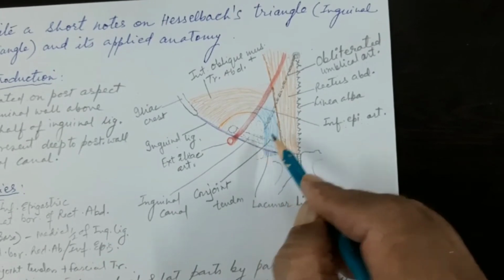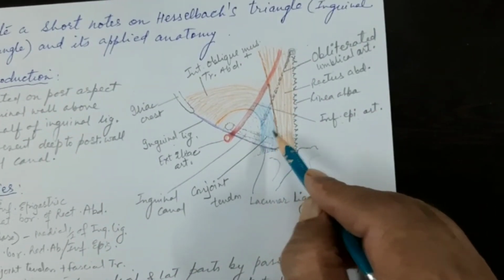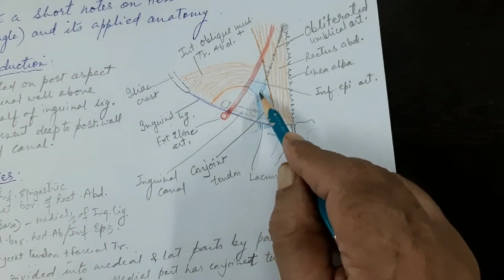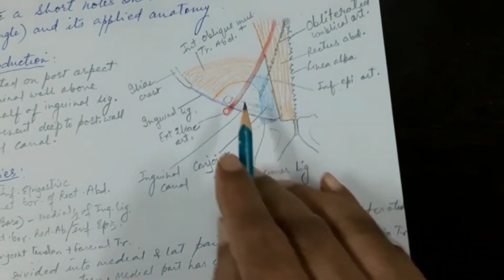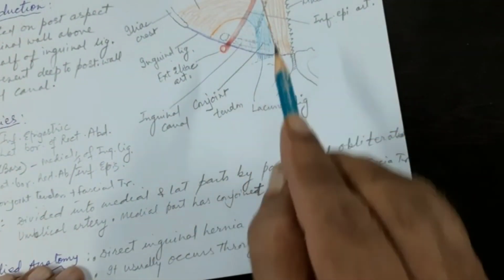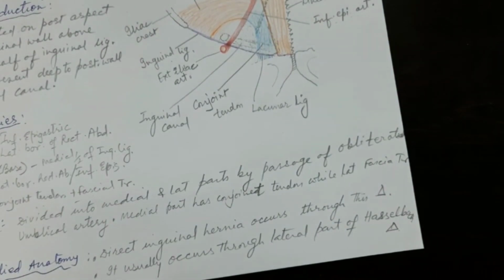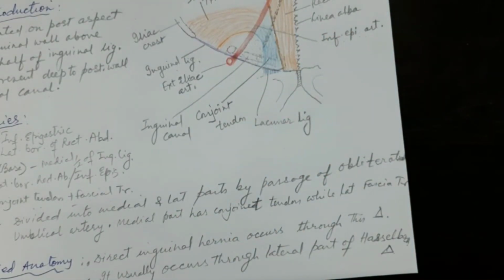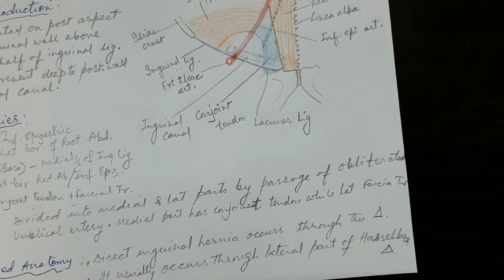If you extend it, you will see that the medial part is supported by the conjoined tendon, while the lateral part is supported only by the fascia transversalis, which is thin and weak. Conjoined tendon is very strong. So the Hesselbach or inguinal triangle, whose boundary we have just seen, is divided into medial and lateral parts by the passage of the obliterated umbilical artery. The medial part has the conjoined tendon, while the lateral part has the fascia transversalis. So the medial part is strong and the lateral part is weak.